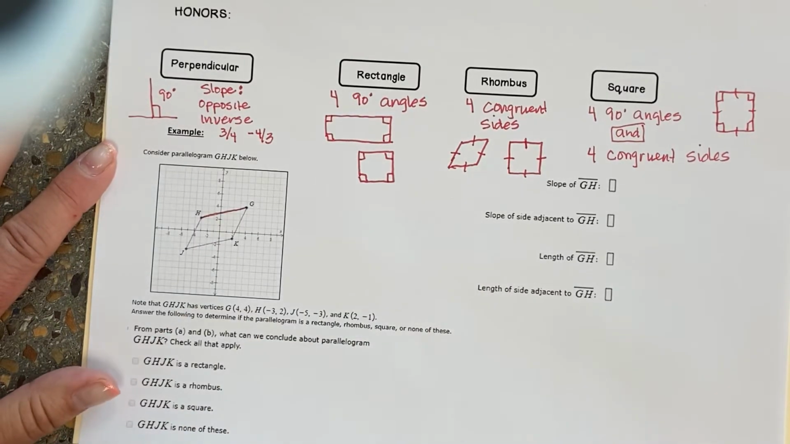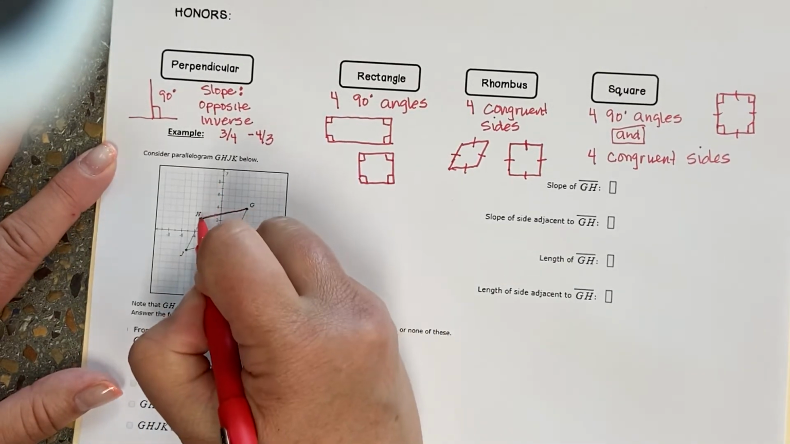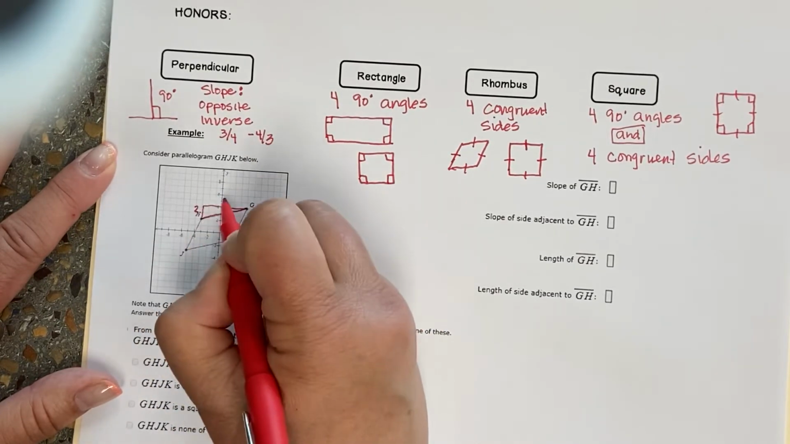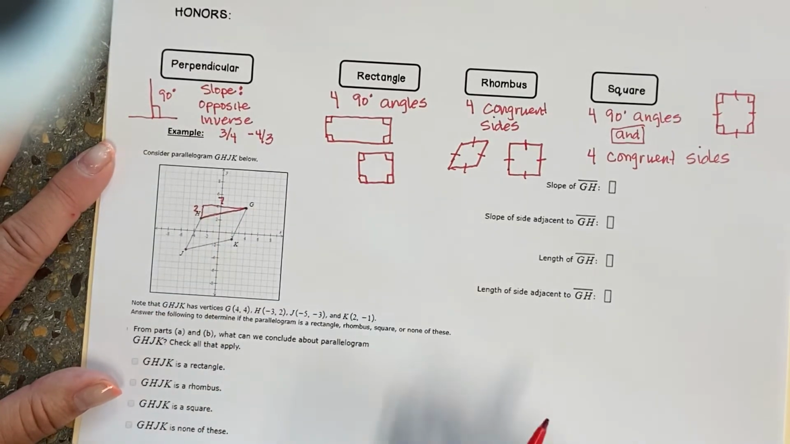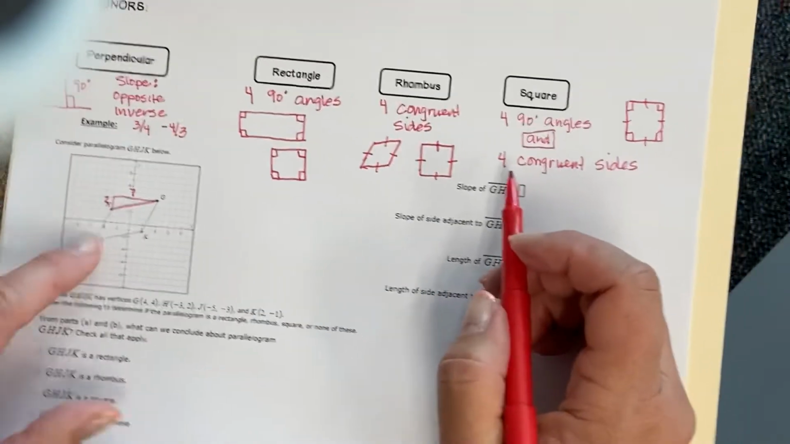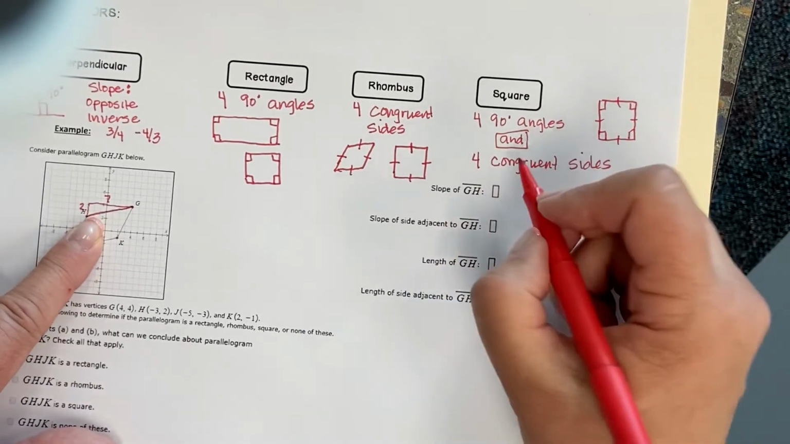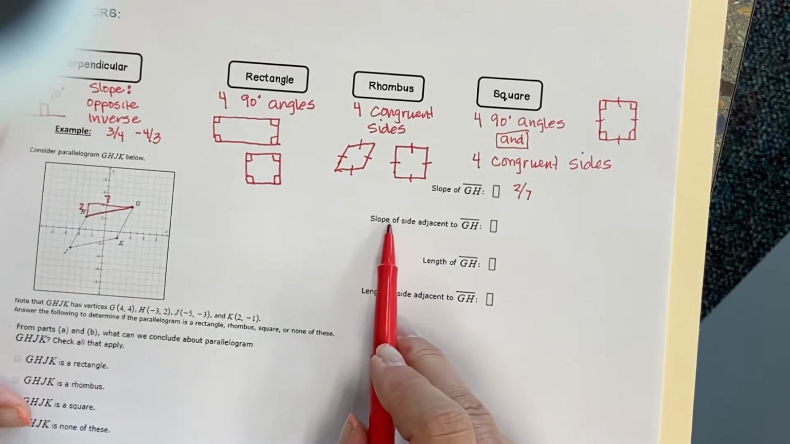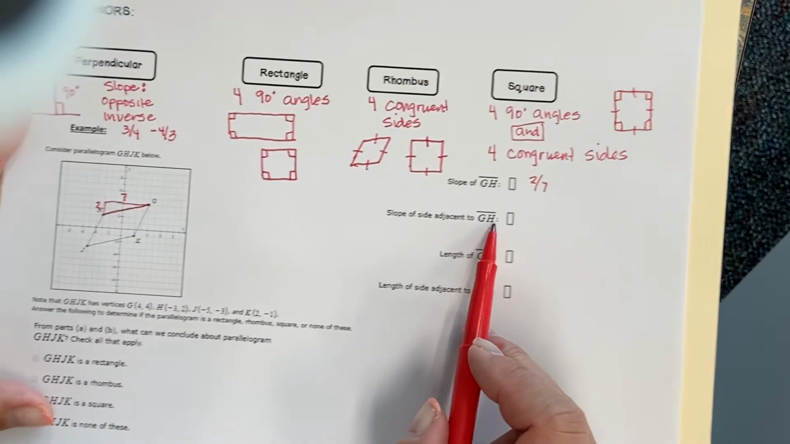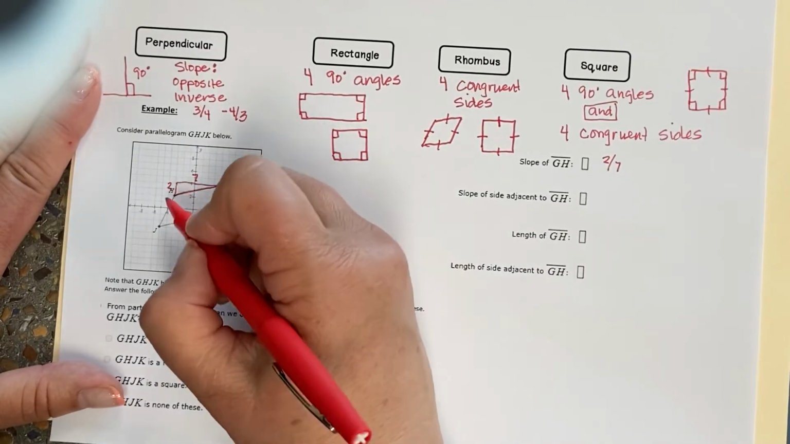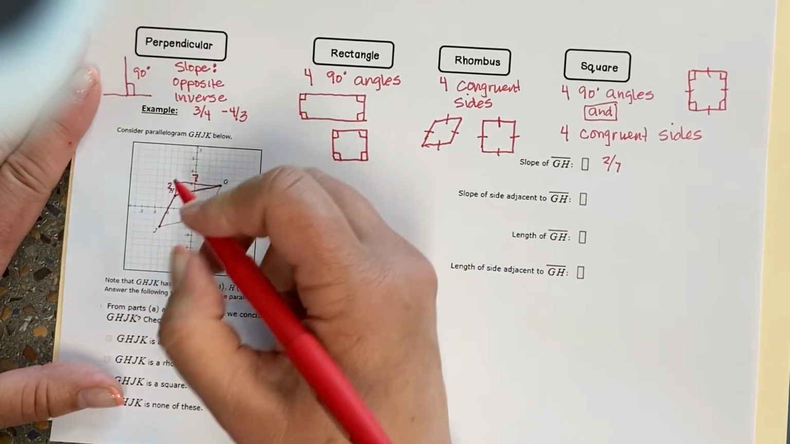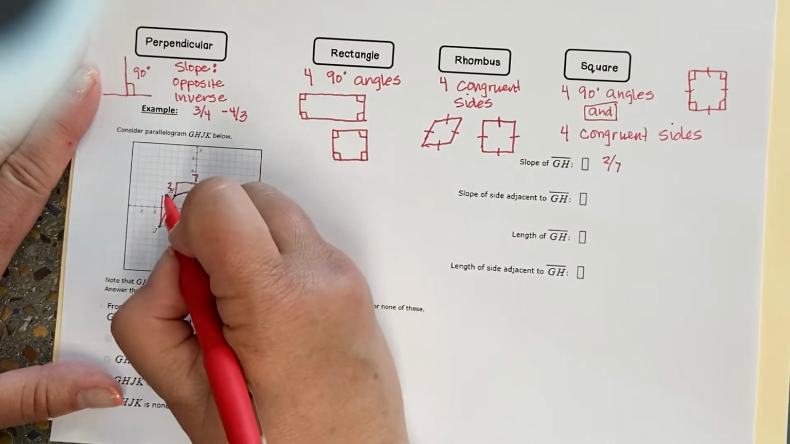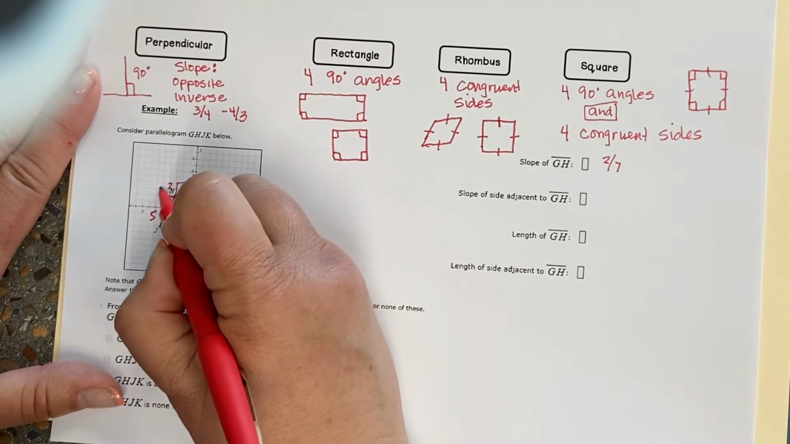Since that is a diagonal line, we're going to use the Pythagorean theorem. So up 2 over 7. So 2 and 7 are the legs. Oh, we're looking for the slope, sorry. Slope, up 2 over 7. Up 2 over 7. Okay. Now, slope of side adjacent to GH. So let's do this one right here. This one's up 1, 2, 3, 4, 5. Up 5 over 2.